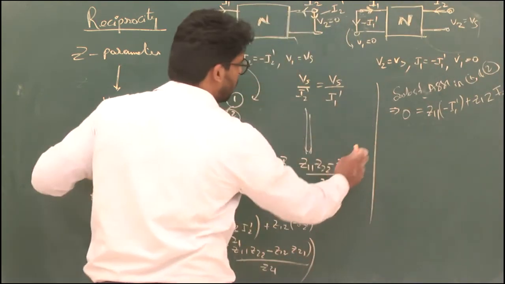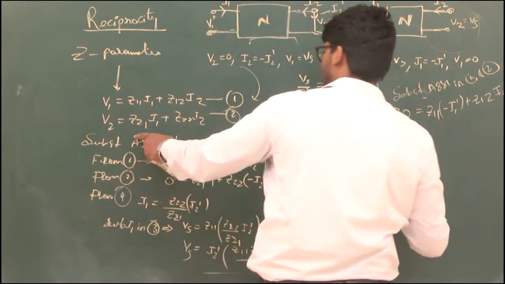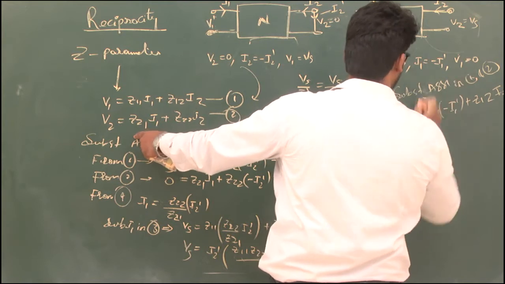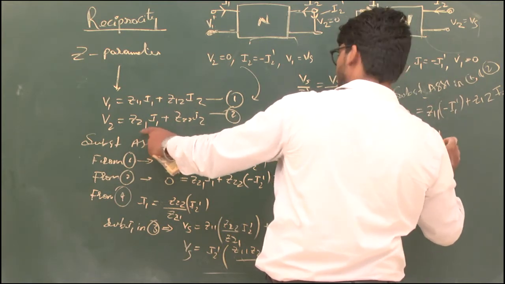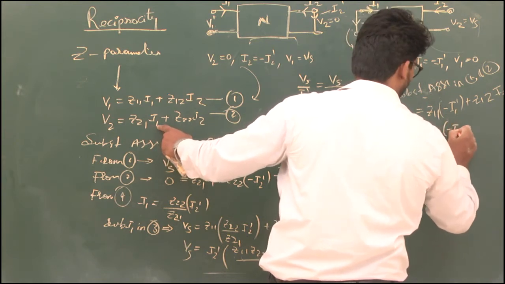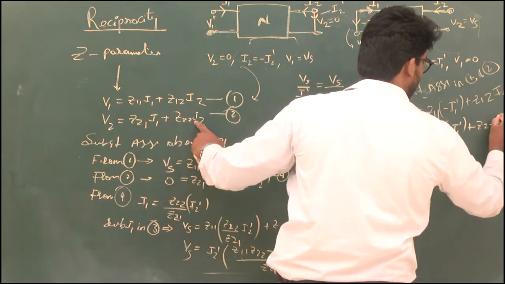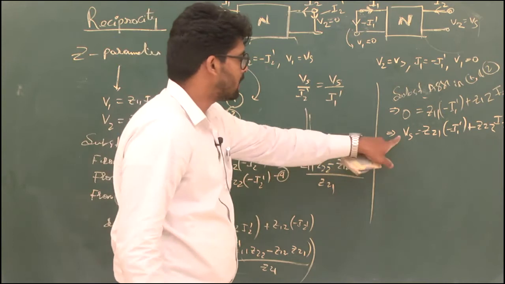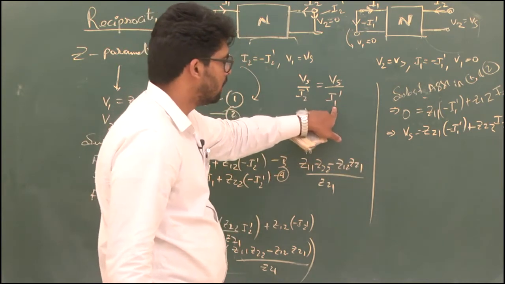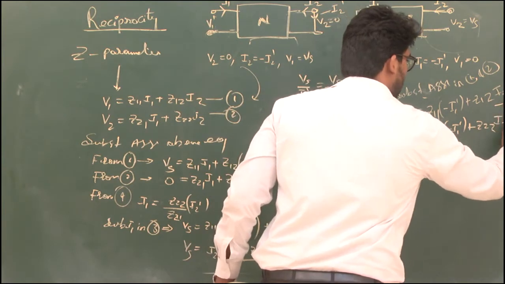So again, substitute in equation 2. What happens here? V2 is replaced as Vs equal to Z21, where I1 is replaced as minus I1 dash, plus Z22, where I2 is kept as I2. So we require the response as Vs by I1 dash. Let us say this is equation 5 and this is equation 6.